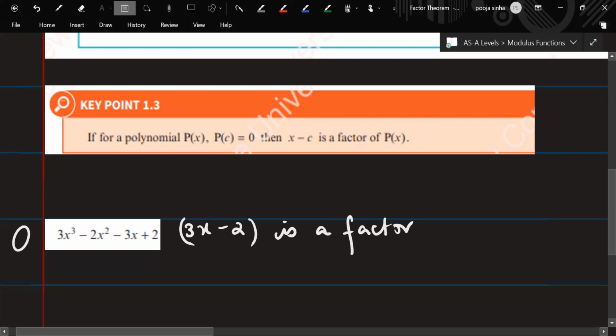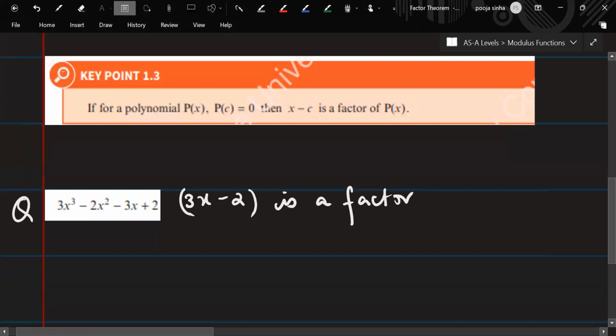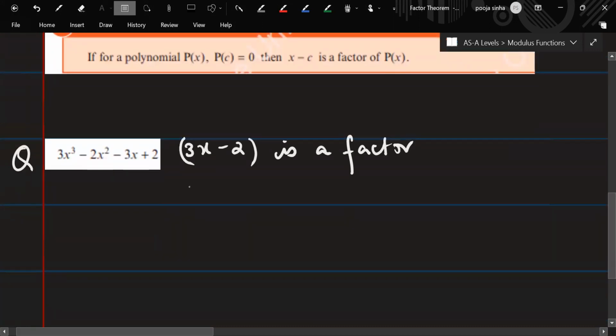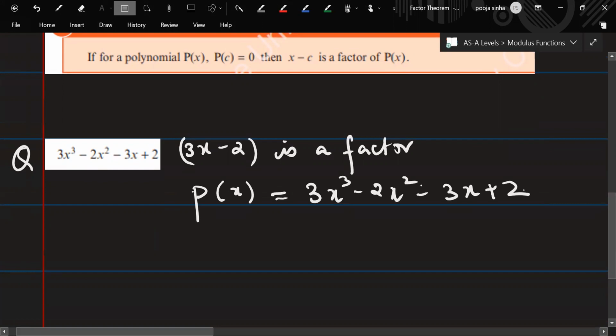So this I'll tell you. If the question says, show if 3x minus 2 is a factor of this, you will not do long division, because you will not get more than 2 marks for this question, so you will not spend your time on it. What are we supposed to do? You will write P(x) is equal to 3x cube minus 2x square minus 3x plus 2. Next, you will write that 3x minus 2 is equal to 0, which means x is equal to 2 upon 3.